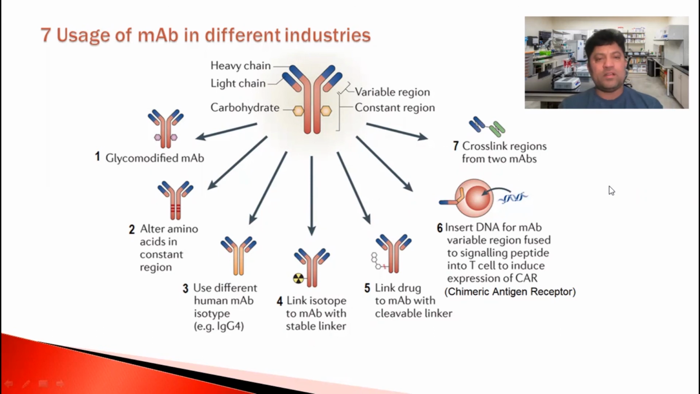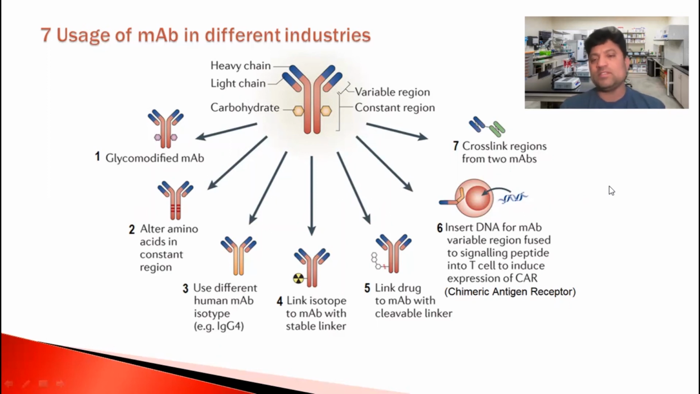Okay, well, this diagram highlights the types of monoclonal antibodies used in different industries, or you can say there are seven different kinds of monoclonal antibodies available for clinical or research purposes. The first one is glycomodified monoclonal antibodies. The second one is altered amino acid in the constant region. The third one is use of a different human monoclonal antibody isotype. The fourth one is linking an isotope to the monoclonal antibody with a stable linker. The fifth type is linking a drug to the monoclonal antibody with a cleavable linker.